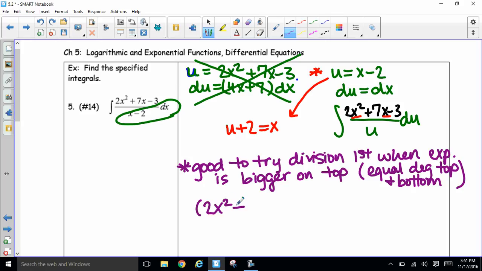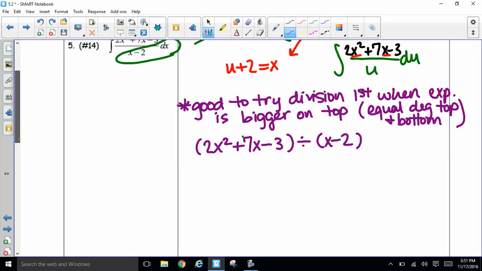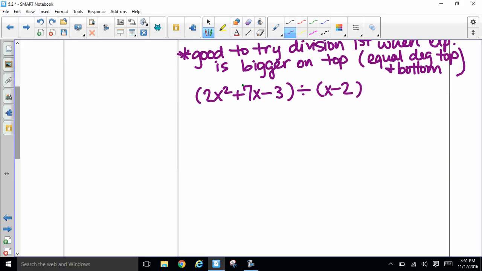So I'm literally going to think of this as a division problem. 2x squared plus 7x minus 3 in parentheses, divided by x minus 2 in parentheses. And then we've got to go review some algebra. So you actually have options here on this one to choose between synthetic division and long division.